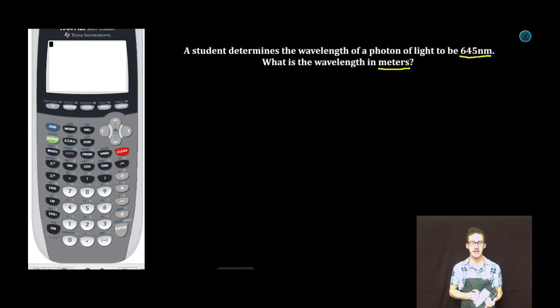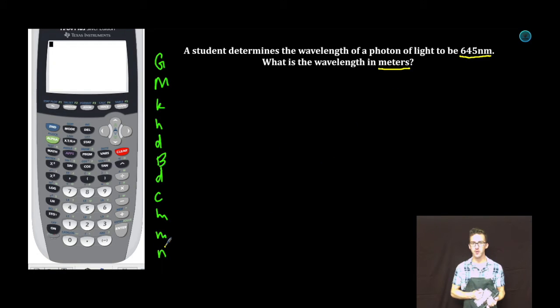All right, before we begin, I'm gonna make a quick list of my metric prefixes. The great and mighty King Henry died by drinking chocolate milk Monday night. In this problem, I'm going from nanometers to my base unit of meters. So let's think about that relationship. Let's always represent our base unit as 1.